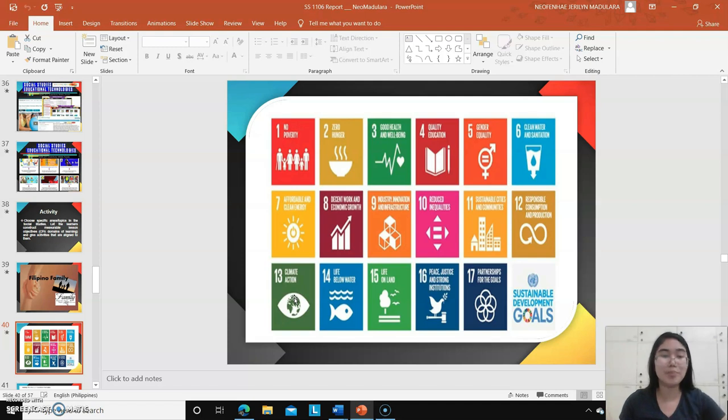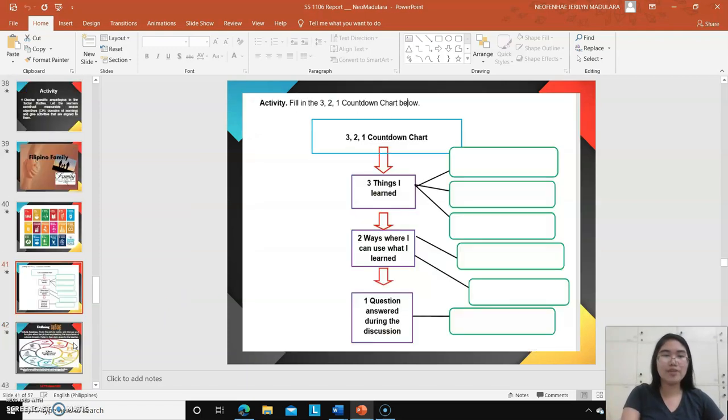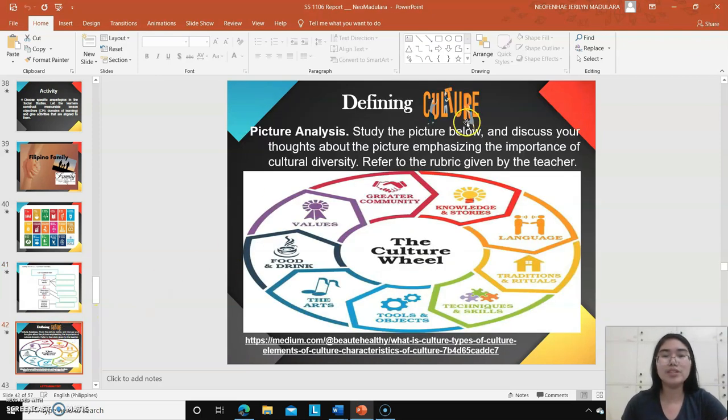Okay, that's an example. Then after the activity or the lesson, you could also use this countdown chart. Countdown chart: 3 things I learned from the activity, 2 ways where I can use what I learned, and 1 question answered during the discussion. Okay, next one. How about culture?